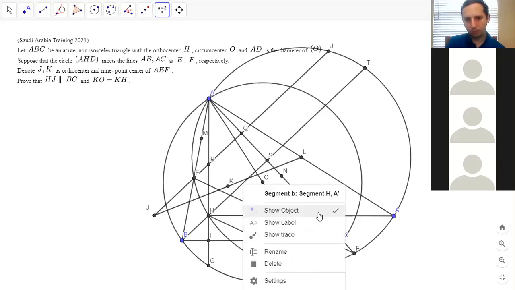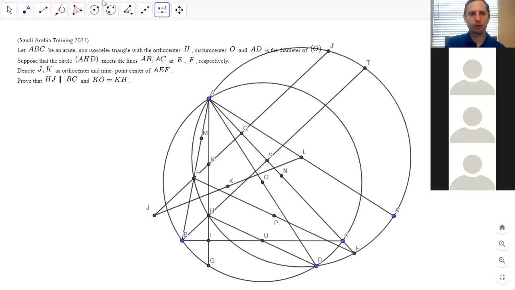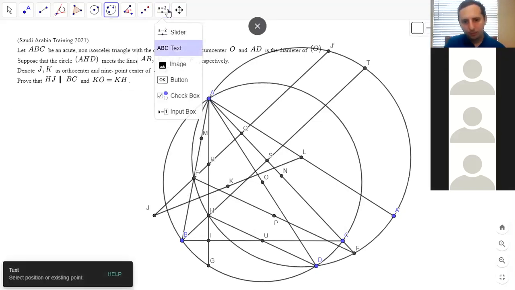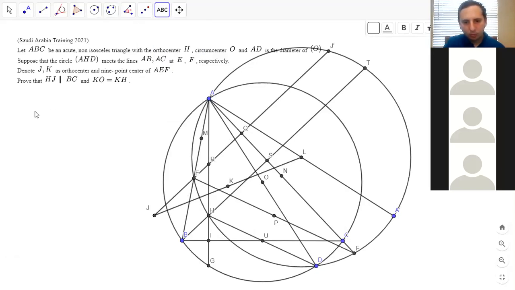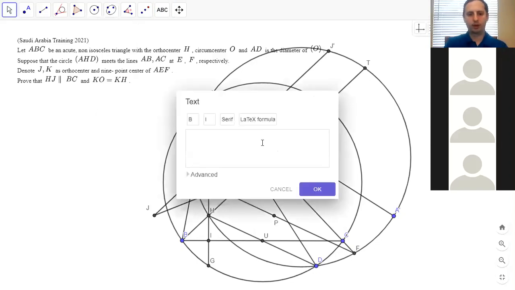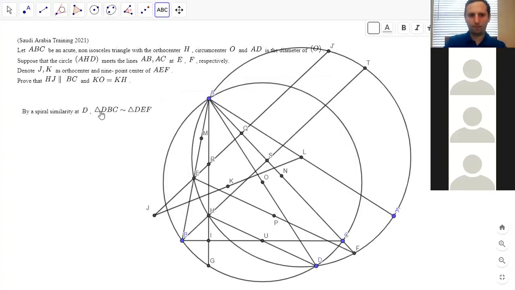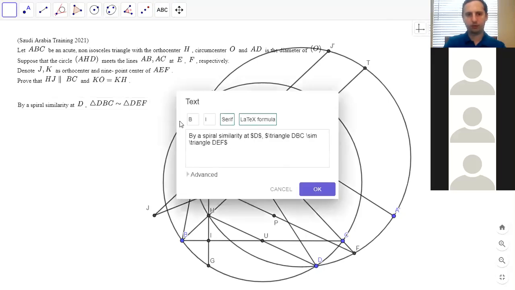Okay, so I'll do it like that. Let me type this out. I'll just start out saying that by a spiral similarity at D, triangle DBC is similar to triangle DEF, which is similar to triangle HEF, which is similar to triangle HBC.